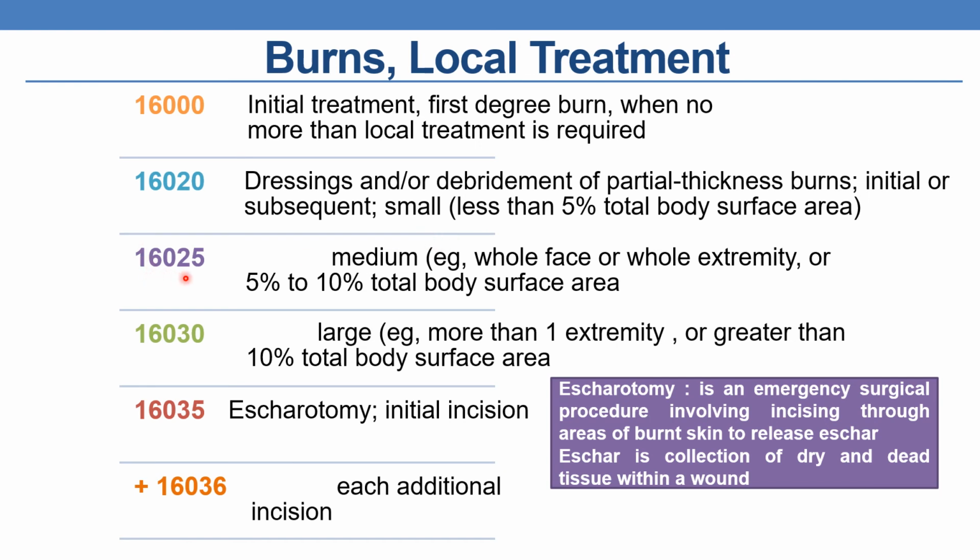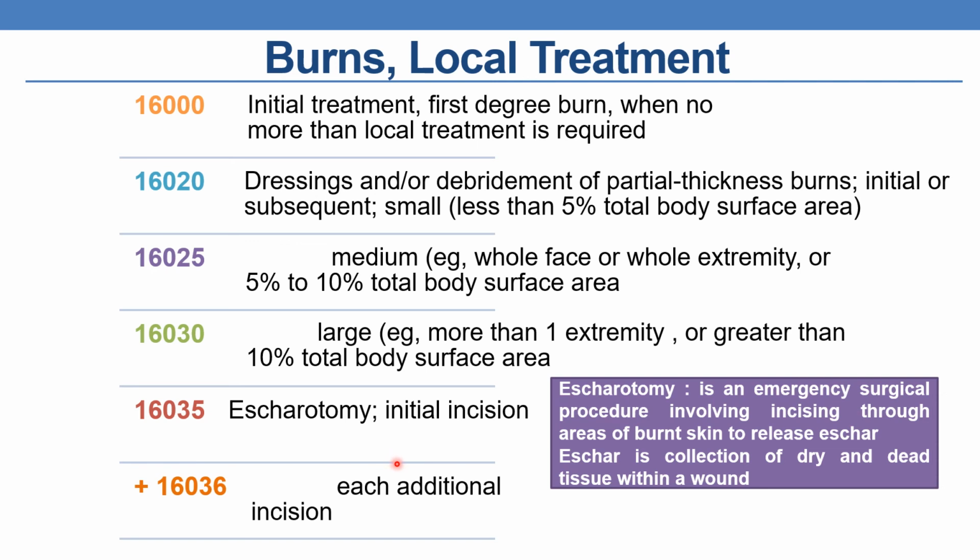The next is 16025. Here, dressing and or debridement of partial thickness burns, medium. That is, the surface area ranges from 5 to 10% of the total body surface area, for example the whole face or whole extremity. The next code is 16030, dressing and or debridement of partial thickness burns, initial or subsequent, large. Here the surface area is greater than 10% of the total body surface area, for example more than one extremity, etc.